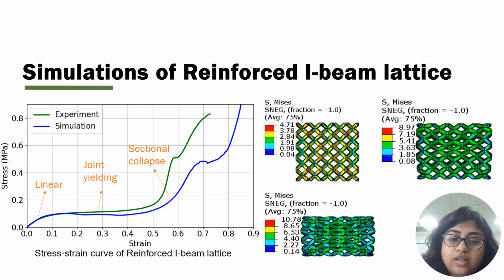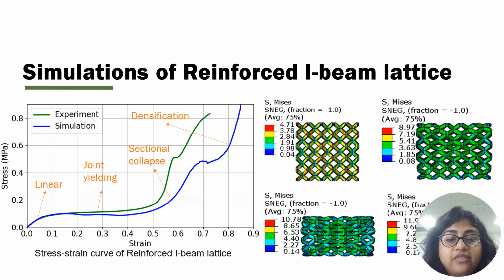After the sectional collapse of the I section, one by one all of the webs of the I section collapse, and once that happens, a densification point is reached and the material continues to undergo deformation after that.